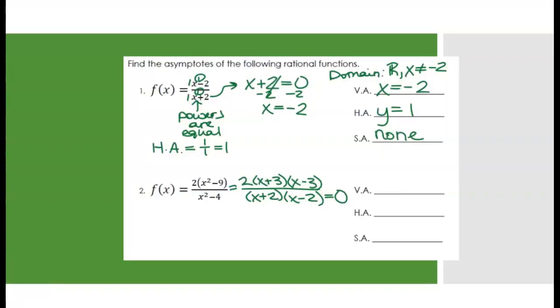Okay, so the first factor here gives a vertical asymptote of x equals what? Yeah, and then the other one? X equals positive 2. So there's my 2 vertical asymptotes.